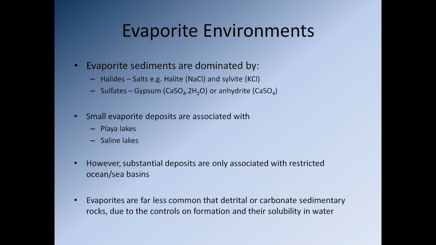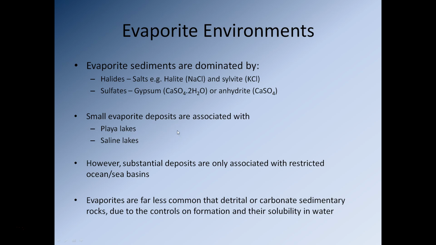So small evaporite deposits are associated with playa lakes and saline lakes. Playa lakes we've already discussed. Those are lakes that form in desert environments, and saline lakes, that's an environment like the Dead Sea. It's a very large lake, but essentially it's in a desert environment, so the water is slowly evaporating away. Saline lakes can also be associated with lagoons, associated with barrier islands.